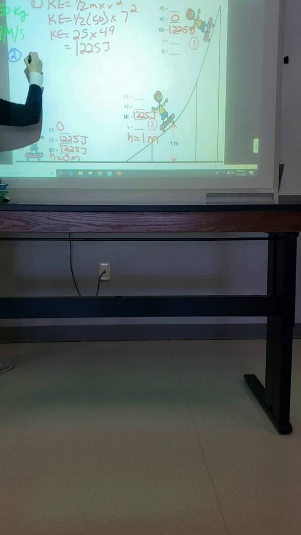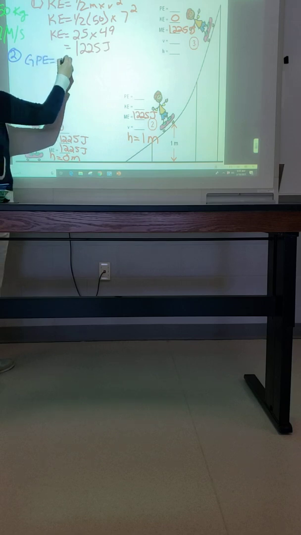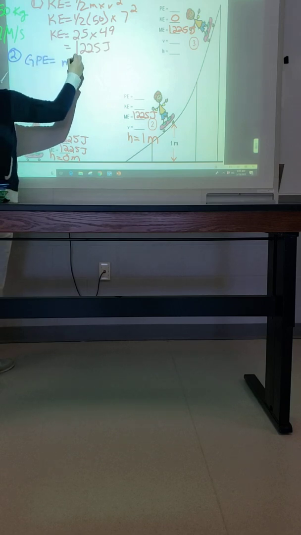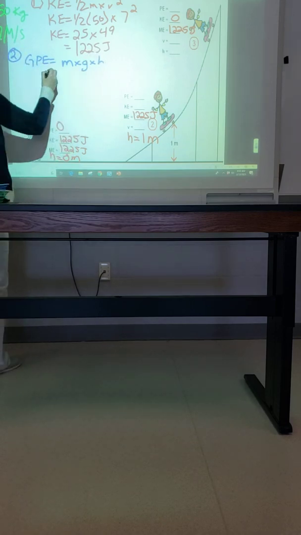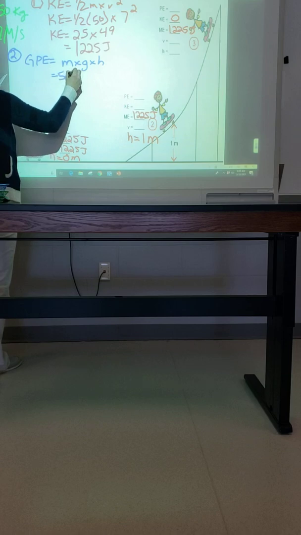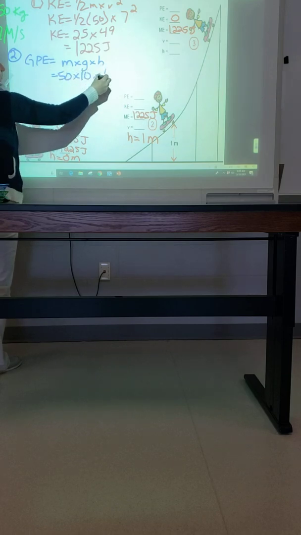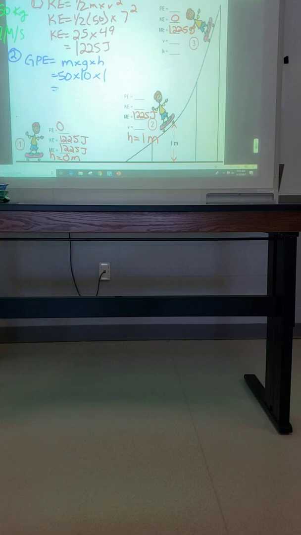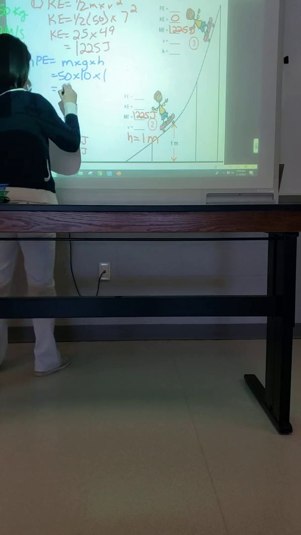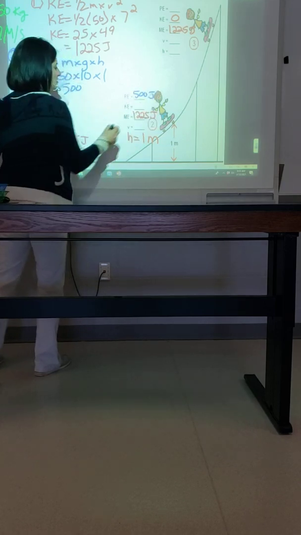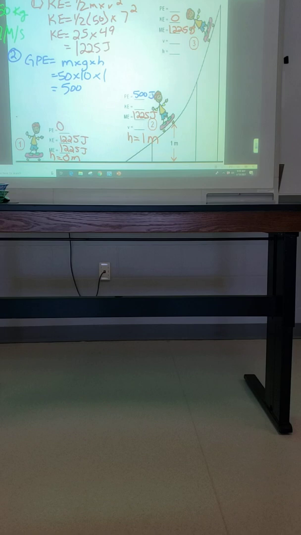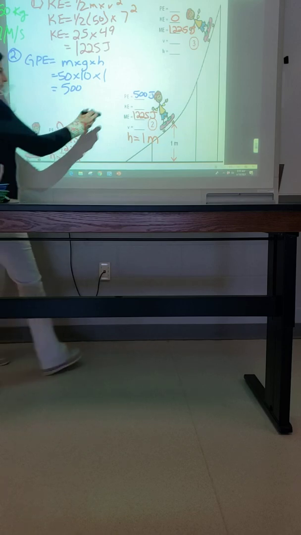So I'm going to take my GPE equals mass times gravity times height. Well, we have our mass, right? It's still 50. So I'm going to take 50 times 10 times 1. 500. And that is my GPE. 500, don't forget the J for joules. Now we can figure out kinetic. What's it going to be? 725.